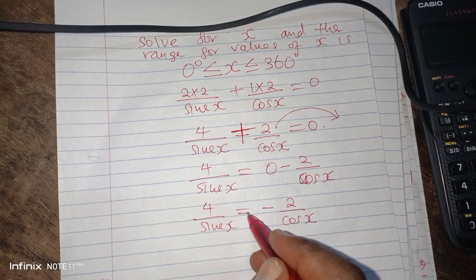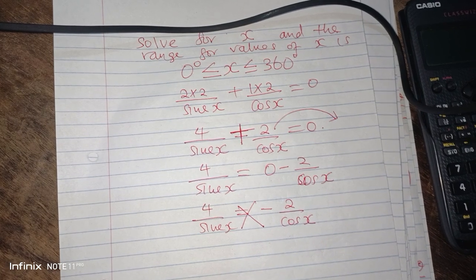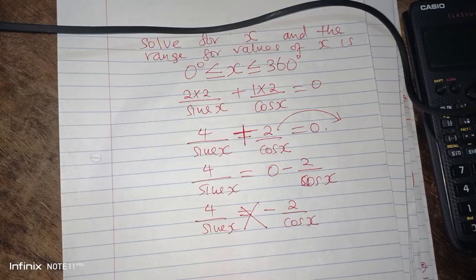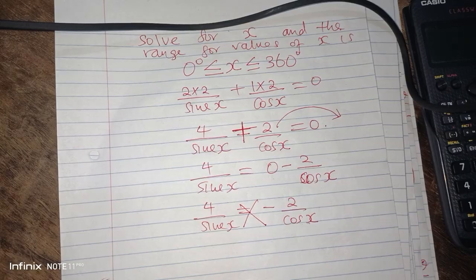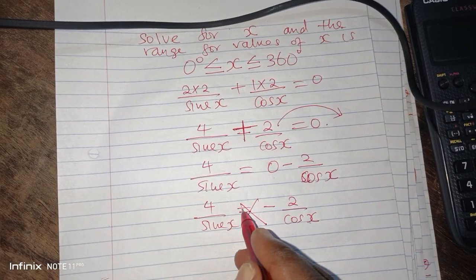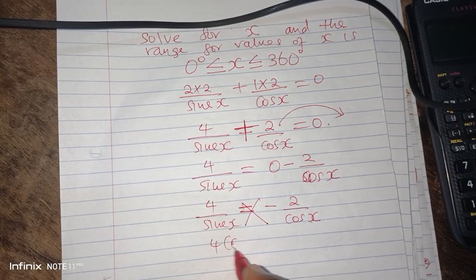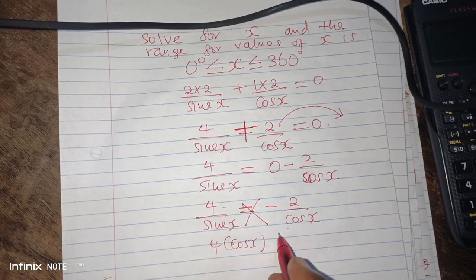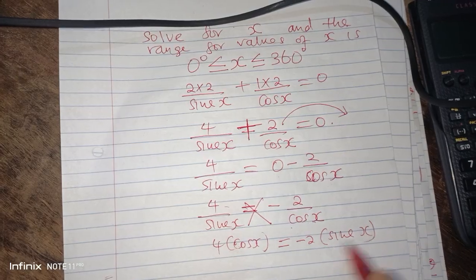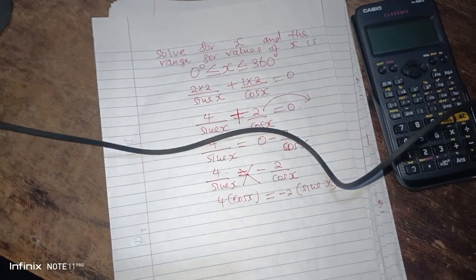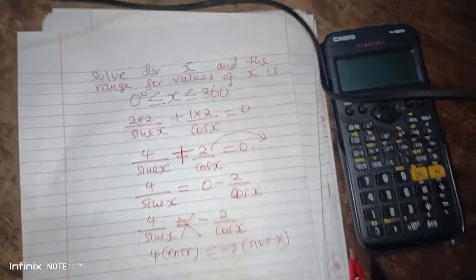Then we can cross multiply to make our work easier. Of course, I'm looking for a way to pick these trigonometric ratios onto the numerator side, and the only possible way to do this is to cross multiply these two parts. There's an equal sign here. So then we shall say 4 into cos x should be equal to negative 2 into sine x. Very easy question.